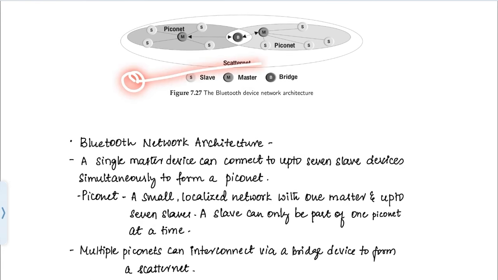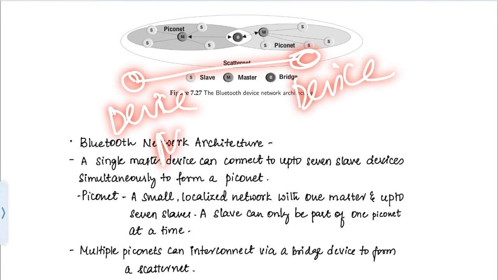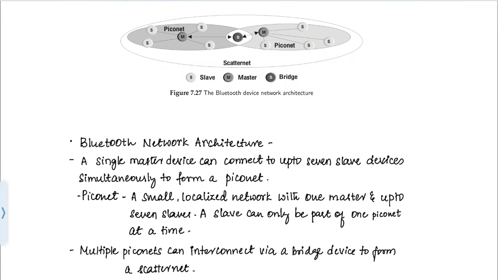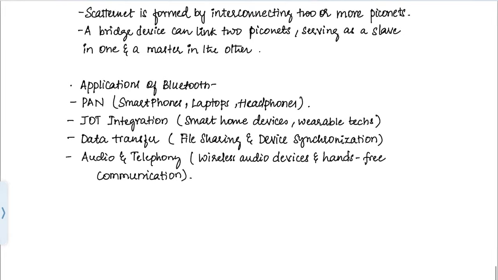So data transfer from one device to another device happens, and always the master and slave signaling is established here. Then speaking of the applications, the first one we have is personal area network: smartphones, laptops, headphones, and all. IoT integration: smart home devices, wearable technologies like smartwatches, medical sensors and other things. Data transfer: we can share the data, file sharing, device synchronization, all that could be done through Bluetooth. Audio and telephony: wireless audio devices and hands-free communication can be done through Bluetooth.